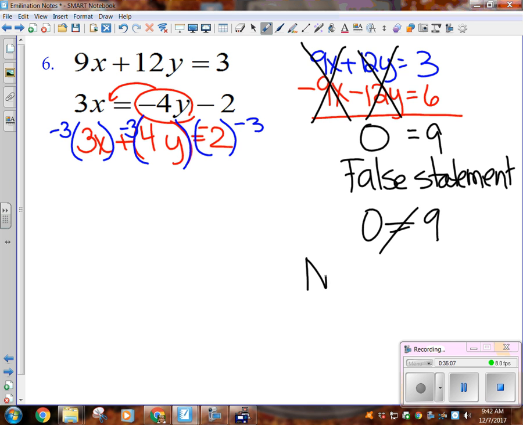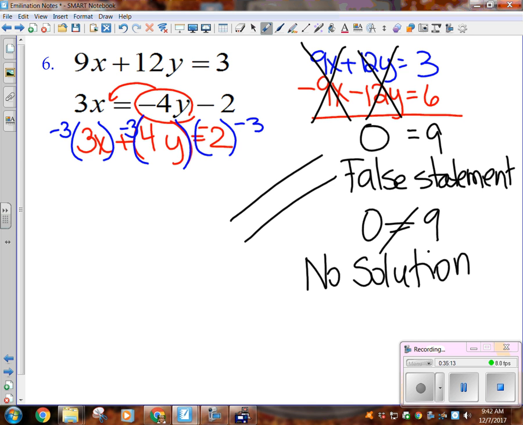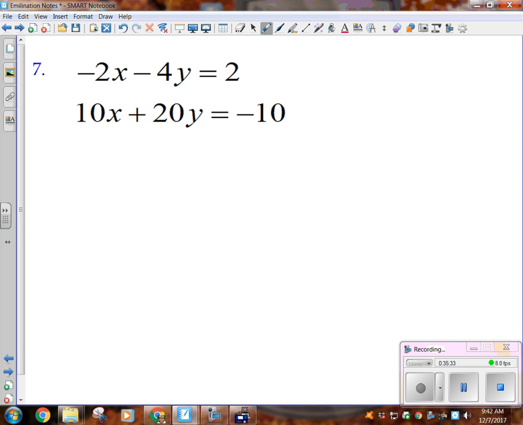0 does not equal 9. So what does that mean? That means the lines must be what? Those two lines are going to end up being what? Parallel to each other. So that's what it looks like with elimination. You end up having everything canceled where there's 0 equal to something that's not true. Everybody good with that? Okay. If that happens, where you get 0. Okay, let's do 7. 7 will be our last example.